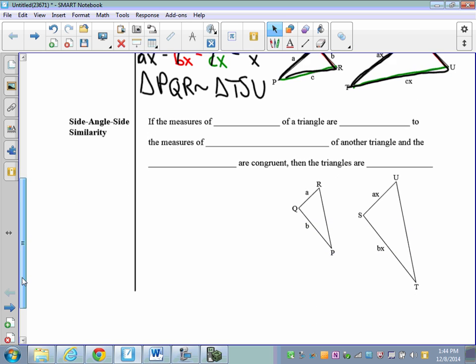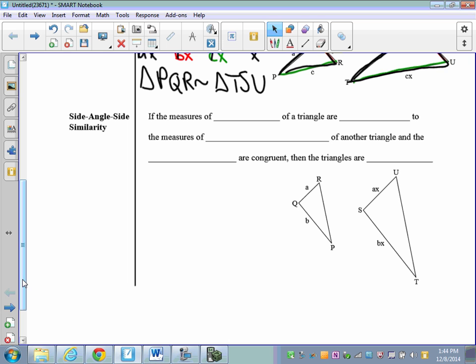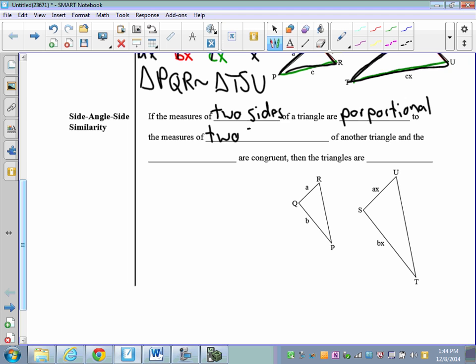The last way we had to show triangles were similar is the side angle side similarity. This says if the measures of 2 sides of a triangle are proportional to the measures of 2 sides of another triangle and the included angle, we spent a lot of time talking about the included angle, that's the angle between the 2 sides, then the triangles are similar.